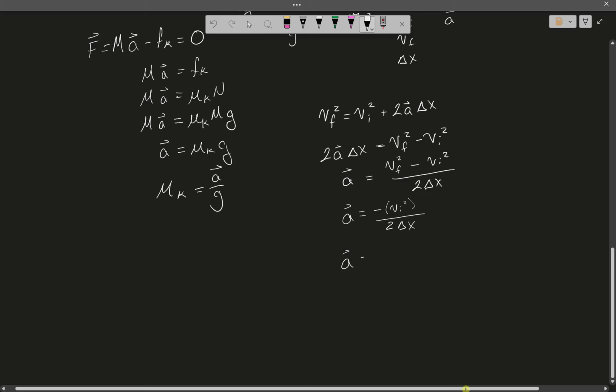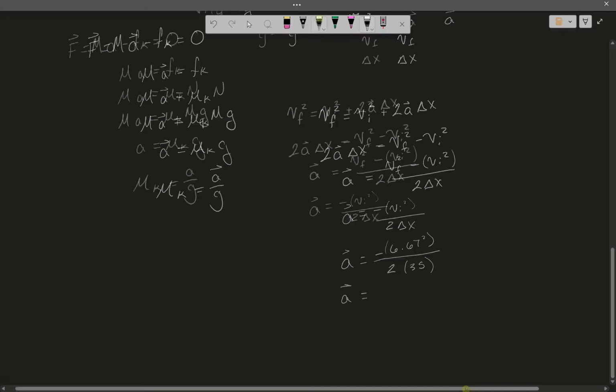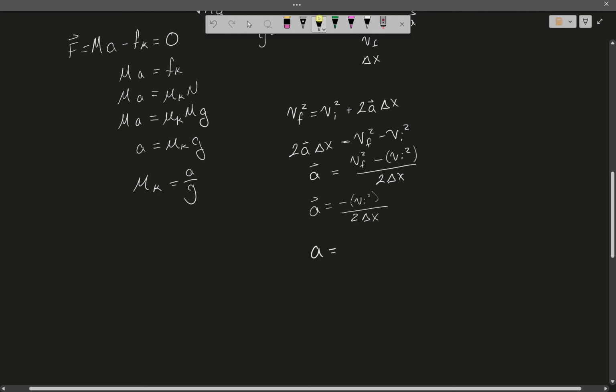My initial velocity was 6.67. And I want to make sure that I have my square separate from the negative sign because I am only squaring this value. I'm not squaring that negative sign there. That is a common mistake that people make. That's why I'm pointing that out. So our acceleration is going to be equal to negative 44.5. I'm going to round. We might have a rounding error, but it'll be small.